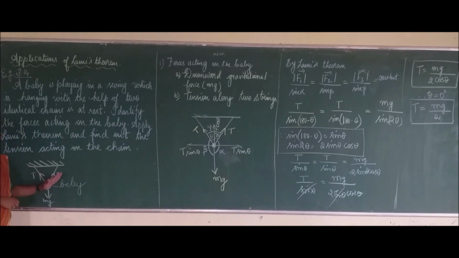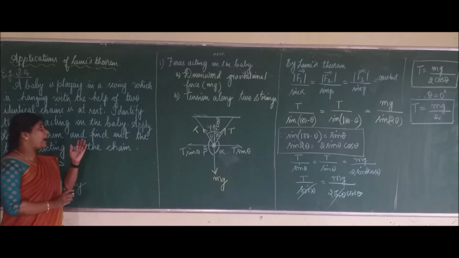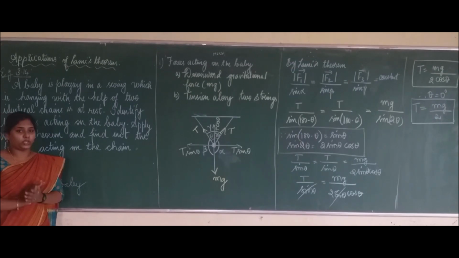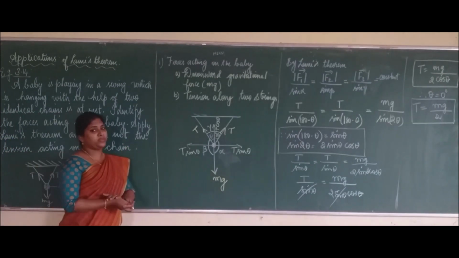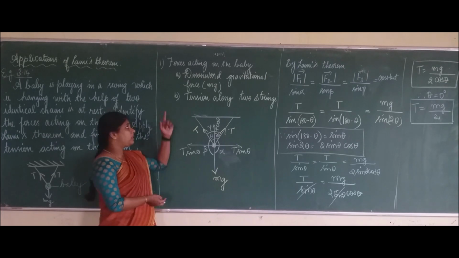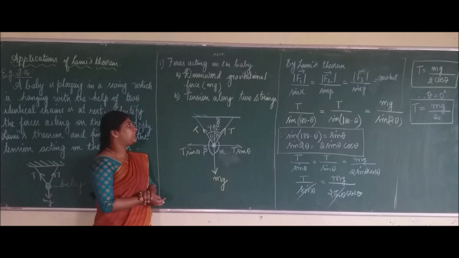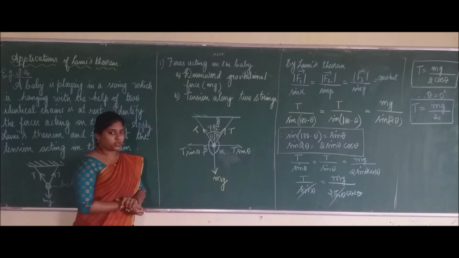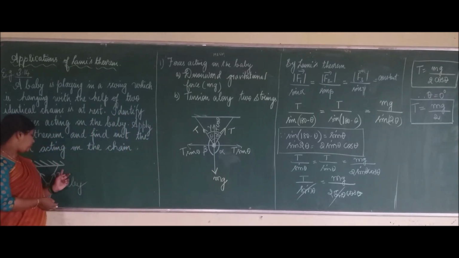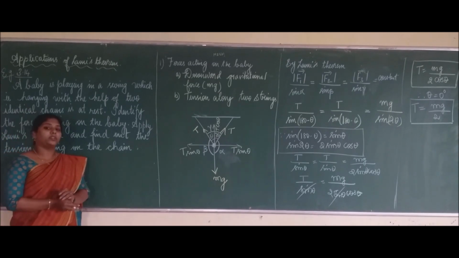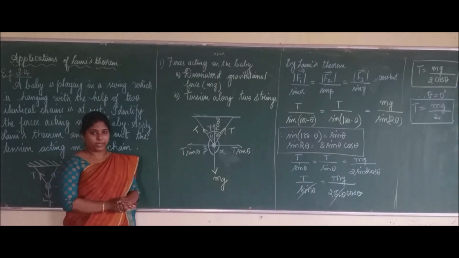So these are the two chains here, which means tension force can be acting along the chain, right? For the downward mg force, that is gravitational force acting here. They have asked to find out what are the forces acting on the baby. There are three forces acting on the baby here. The first one is the downward gravitational force, that is mg, and the second one is tension along two strings. So two tension forces are acting here. Totally three forces are acting on the baby.